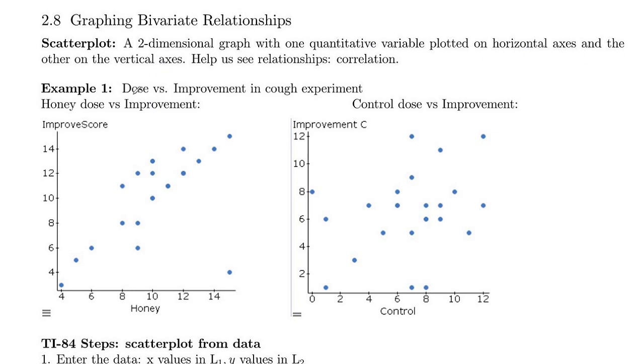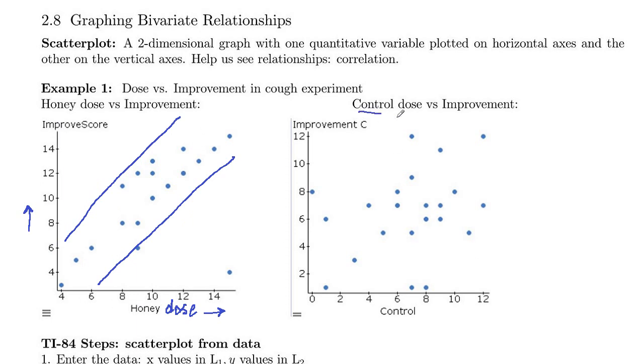As an example here, if we're given dose data, we could graph dose versus improvement in our cough experiment. So the honey dose versus the improvement score. Increasing dose goes this way, and then the improvement scores are on the vertical, increasing improvement. We notice here that it looks like we've got an outlier out here that's far away from the rest, but this data sort of channels from lower left to upper right. So as the honey dose increases, the improvement score also increases.